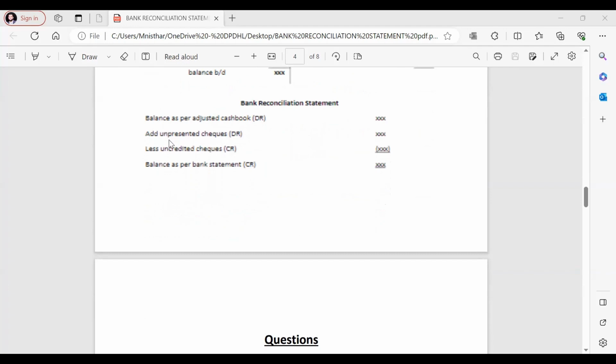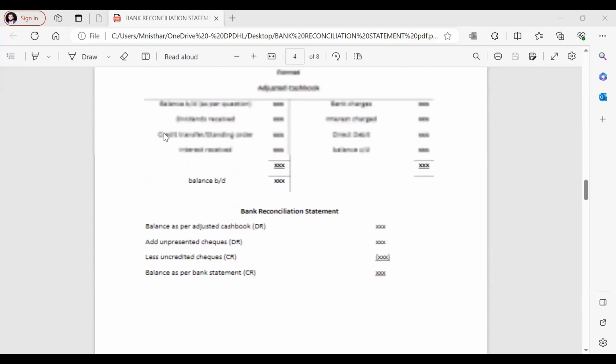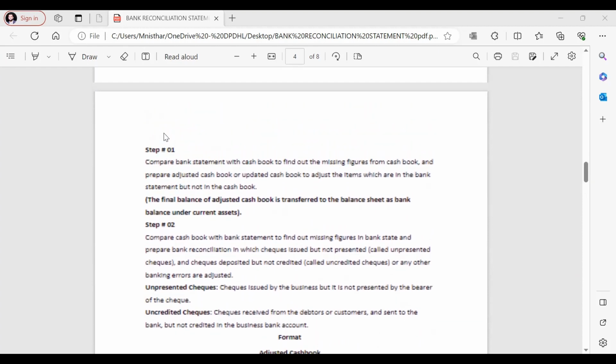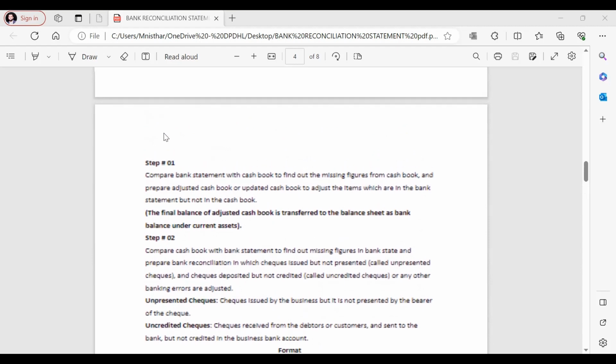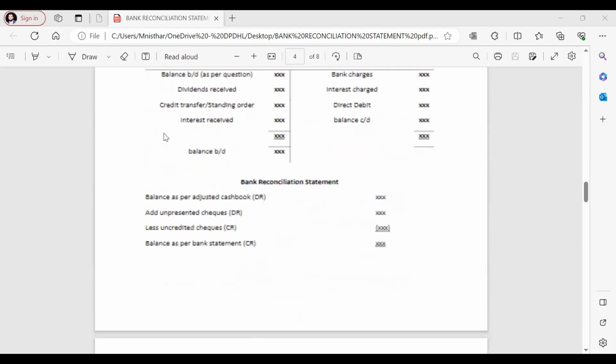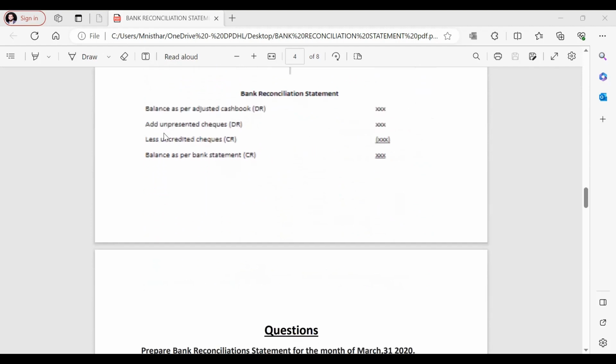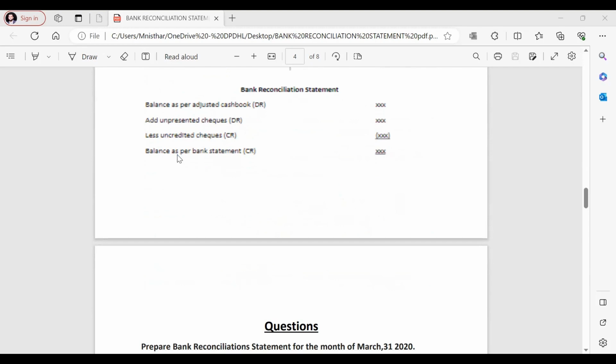Okay, so here we have to add the unpresented checks. Unpresented checks will normally be on the credit side of the bank account. Whatever we prepare, not in the adjusted cash book but in the bank account, they will always be on the credit side, and unrealized checks will always be on the debit side. If you have any doubts, you can look at the credit side of the bank account and recognize those as unpresented checks. Other than that, the checks which have not been realized, on the debit side of the bank account, are known as unrealized checks.